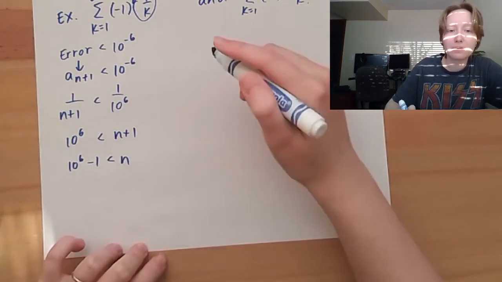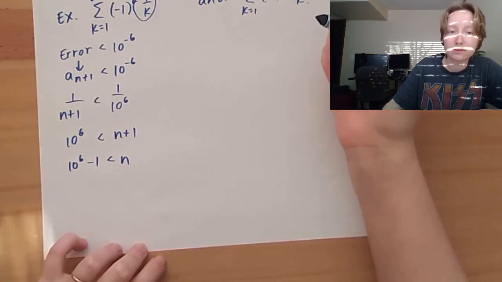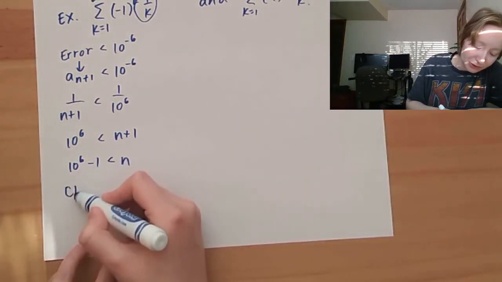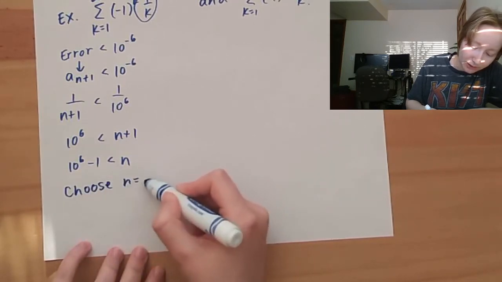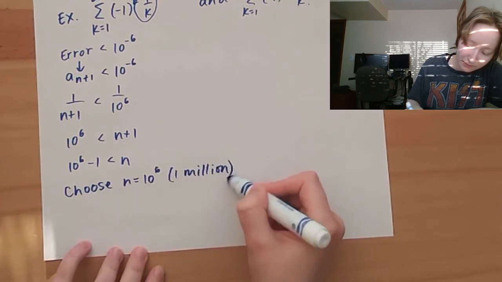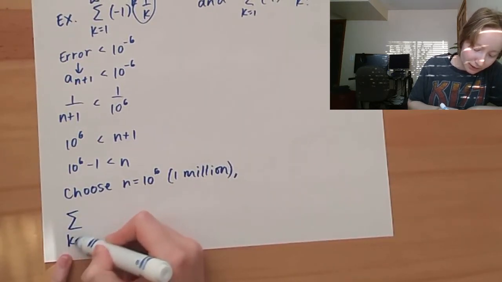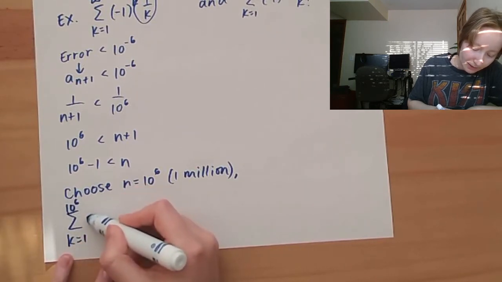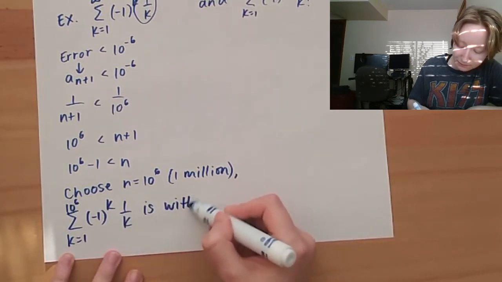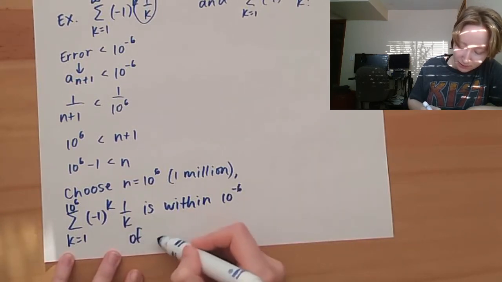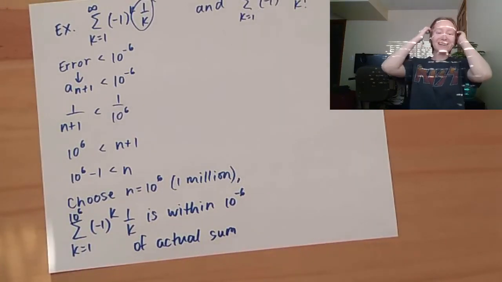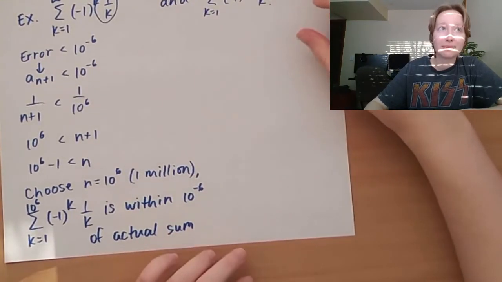So to choose an n such that my error is less than 10 to the negative 6, the first n that I could choose, since n is an integer, is... I need to have a million terms. Right, choose n to be, well, 10 to the 6, 1 million. So then my sum, with k going from 1 to 10 to the 6, of negative 1 to the k, 1 over k, is within 10 to the negative 6 of the actual sum. So that is a lot of terms. We would not want to do this by hand.